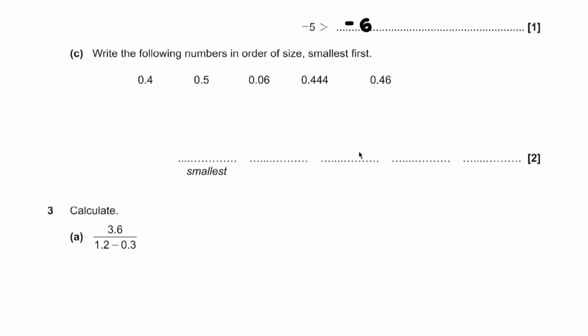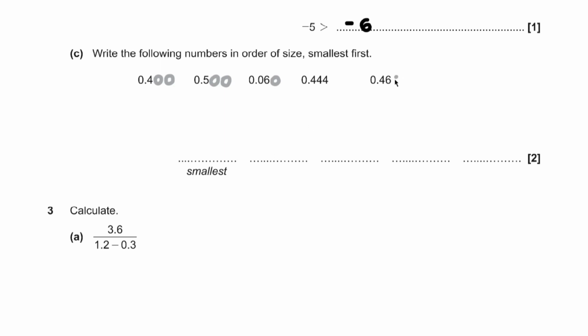Part C. Write the following numbers in order of size, smallest first. So what we can do is write each of these to 3 decimal places by adding in a placeholder of 0. So we've got this 0.4 and then we add on 2 zeros to it. And we've got this 0.5, we add on 2 zeros to it. We've got this 0.06, we add on 0 to it. We've got the 0.444 and the 0.46. Let's add a 0 to it.